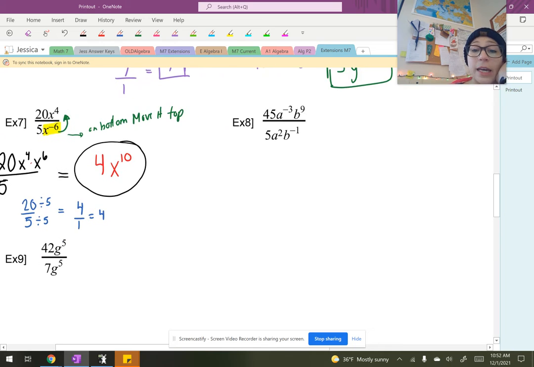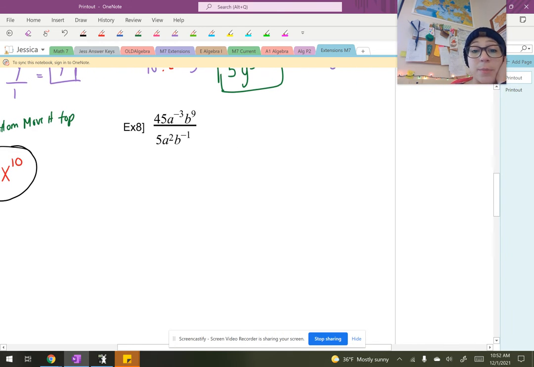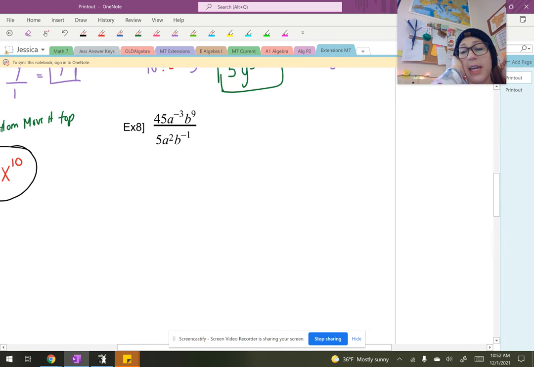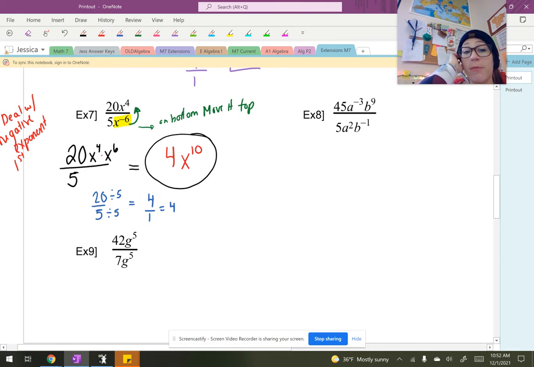All right, getting a little bit more complicated as we move on here. Example 8, you can see we have lots of different things going on here. No big deal, just take it piece by piece. Actually, I want to back up for a second and go back to this example because I wanted to talk about how this works with the rule.